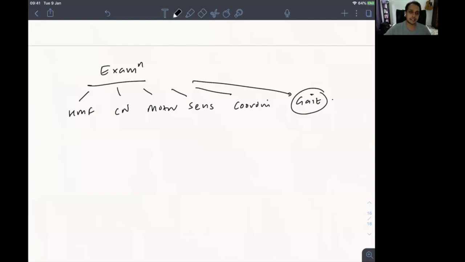The way we are going to structure today's discussion is that we will first talk about the physiology of gait. What happens in the brain, and how does the brain control gait? How do we walk? Then we will talk about what all can go wrong, and finally we'll talk about how we can analyze the patient.